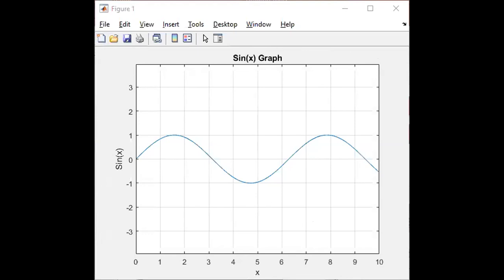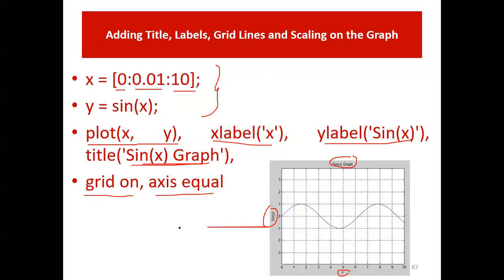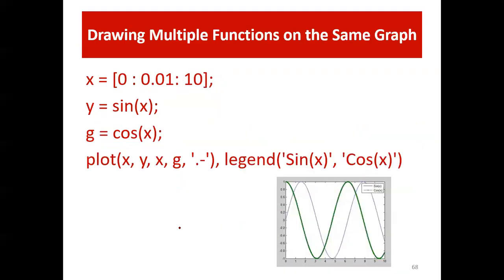Then another example, we know how we can draw multiple functions on the same graph. So we have the equations y is equal to sin x, g is equal to cos x. So then we have two functions. We can generate the plot, x comma y and g. That is the first pair, x and y, we are going to compare. The second pair is x comma g we are going to compare.